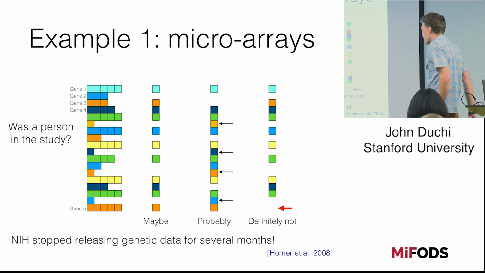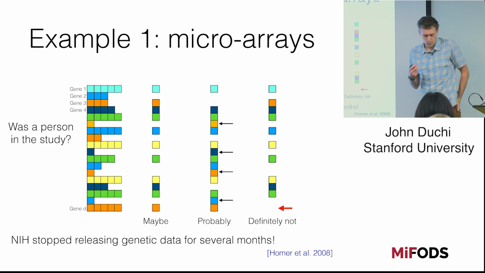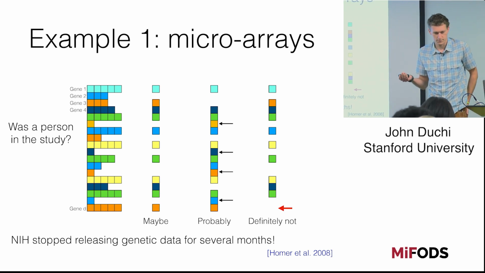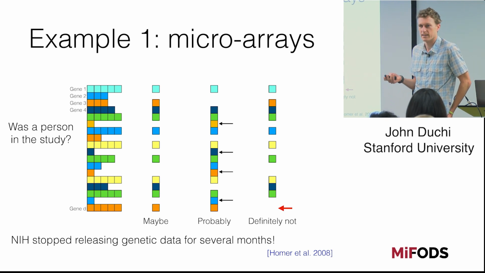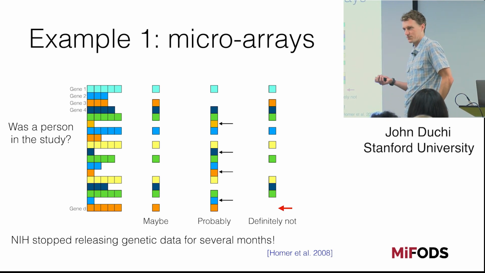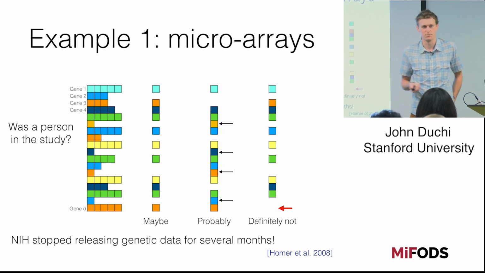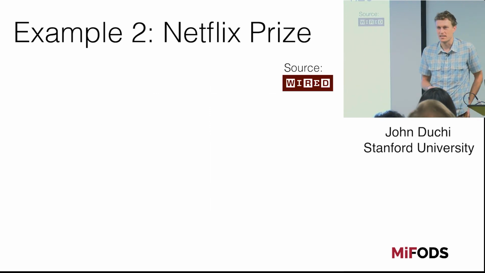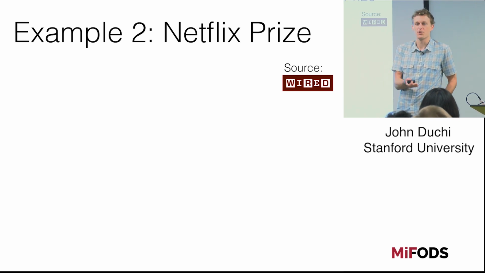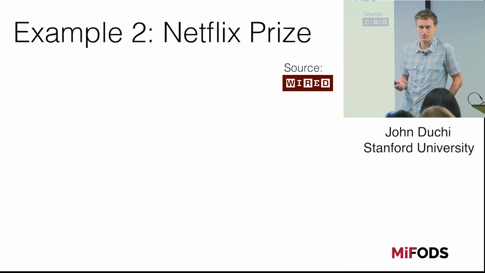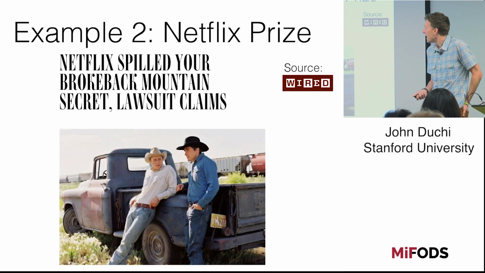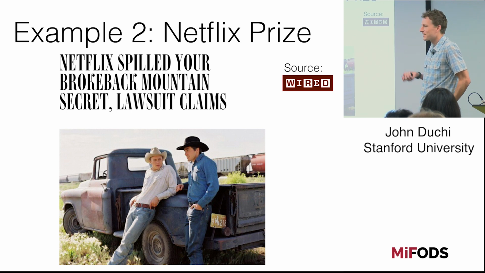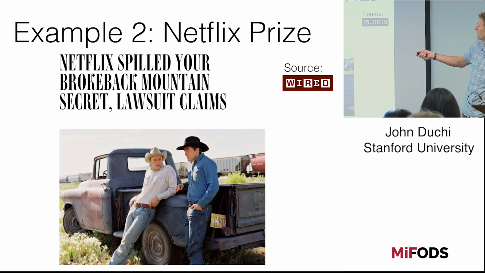Actually, in a more sophisticated way, Homer and colleagues in 2008 did this, and it caused the NIH to stop releasing genetic data for a couple of months back in the late 2000s. So there were pretty significant consequences to this kind of breach. Example 2 is the Netflix prize. You're familiar with the original Netflix prize. There was supposed to be a second Netflix prize where they were going to release more information and let you try to give better movie recommendations. And then there was this woman who sued Netflix and said, well, Netflix spilled your Brokeback Mountain secret.